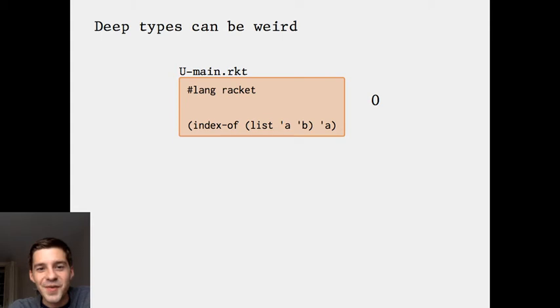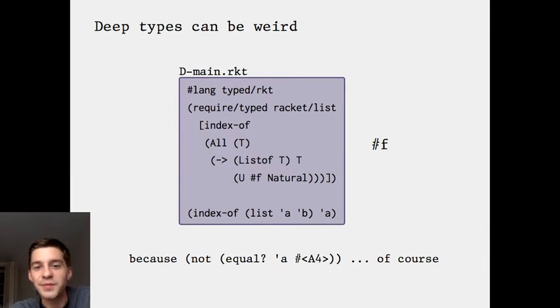Then, onto the third benefit, deep types can change the behavior of some programs. So first of all, index of is a list function. If we give it the list AB, and the value A is the second argument, it'll give back 0, saying, hey, I found that A as the first element, or position 0, inside of the list. Great. If we switch over to deep types, then we need to give a type to index of.